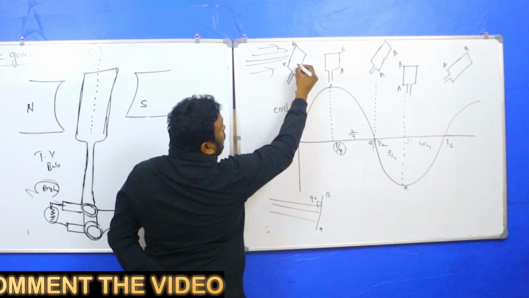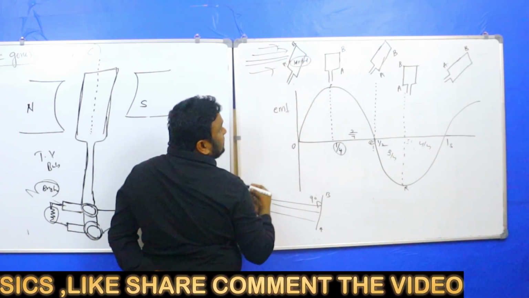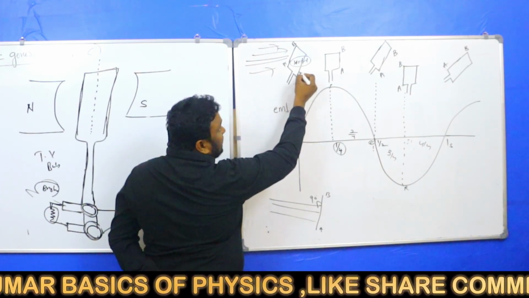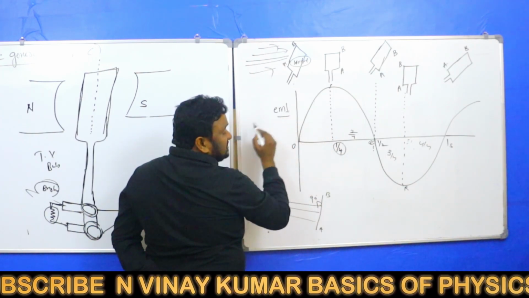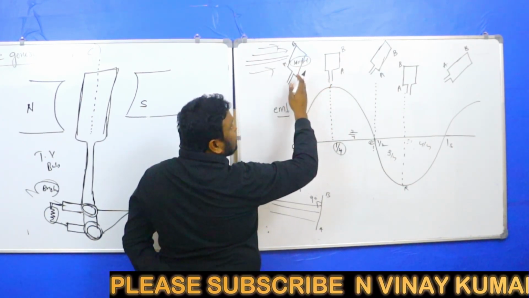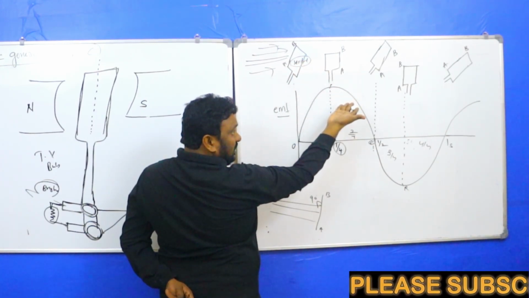When the coil is vertical like this, that is the vertical position. When it is in the vertical position, the EMF we take is 0. Why? Because initially the coil is at rest, that's why EMF is 0. And for the next diagram, as I just told you, initially this is vertical and now it is going to rotate clockwise.